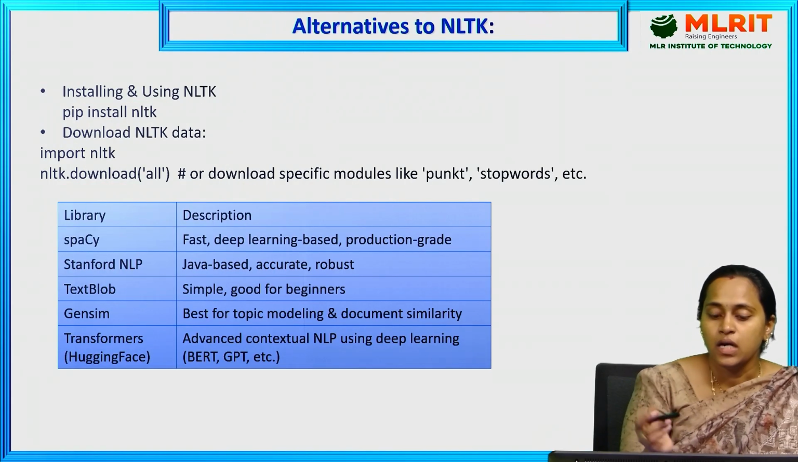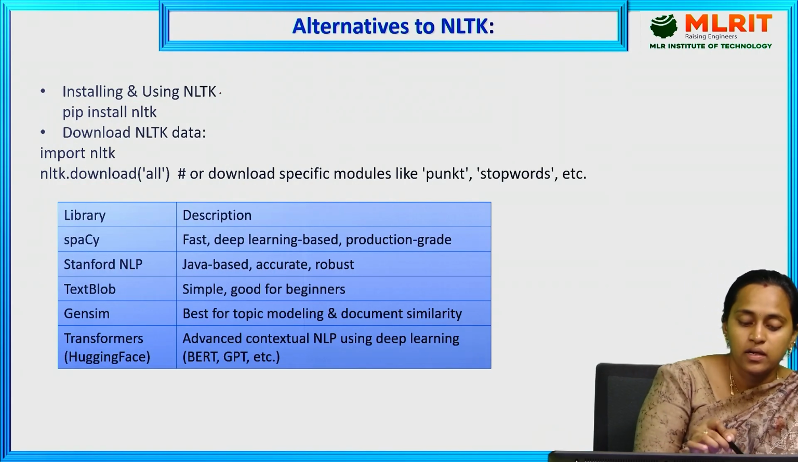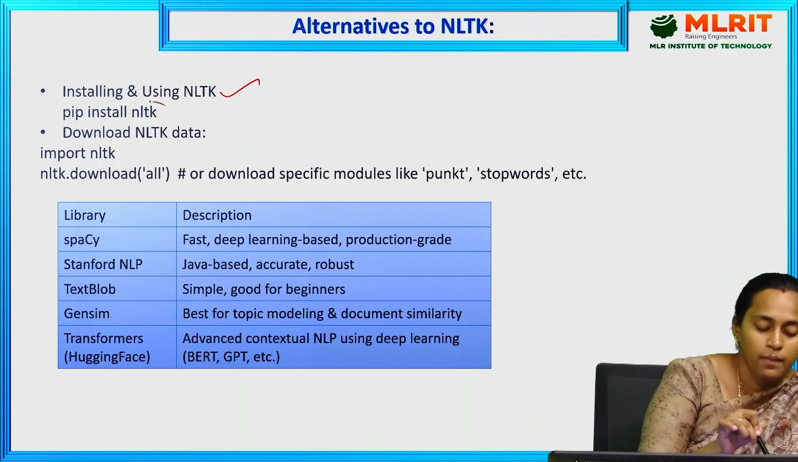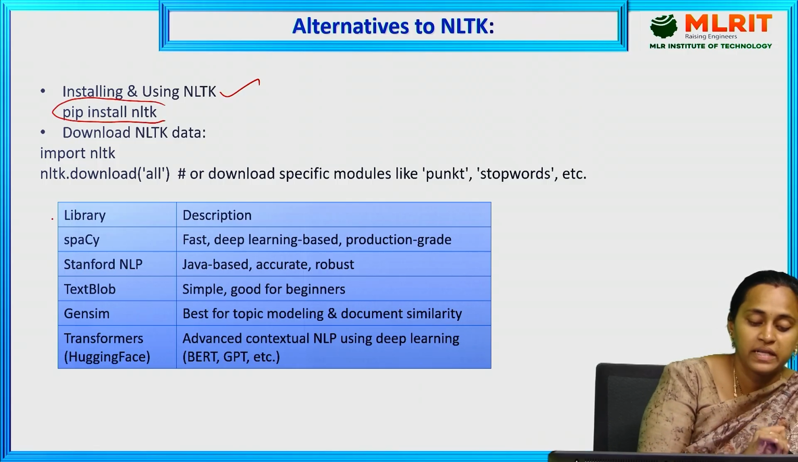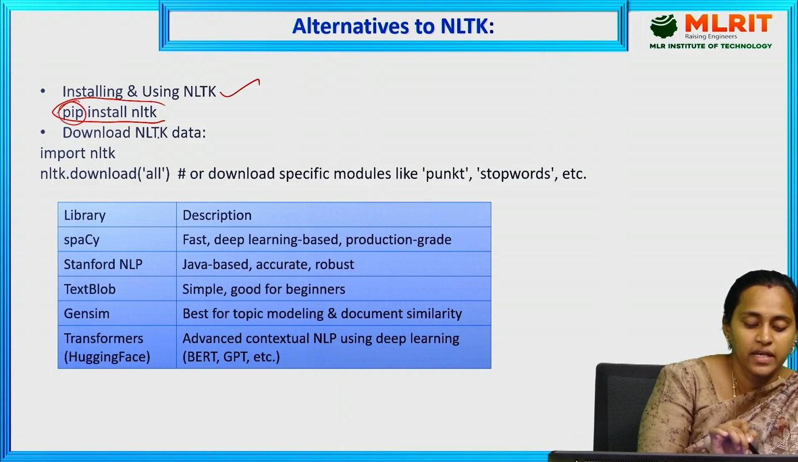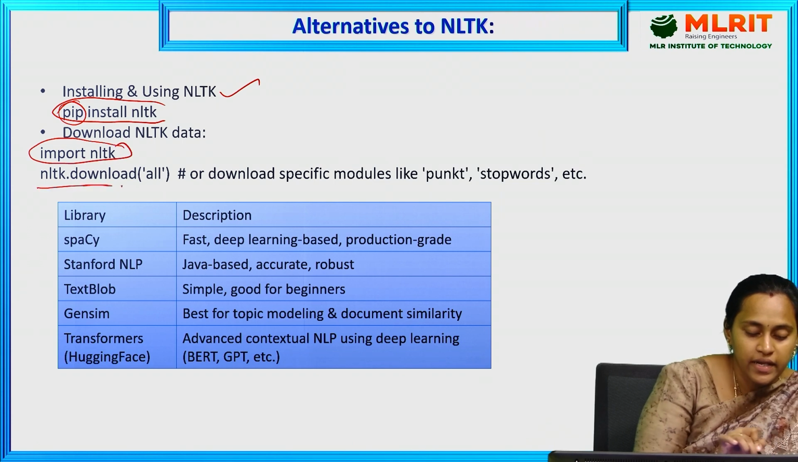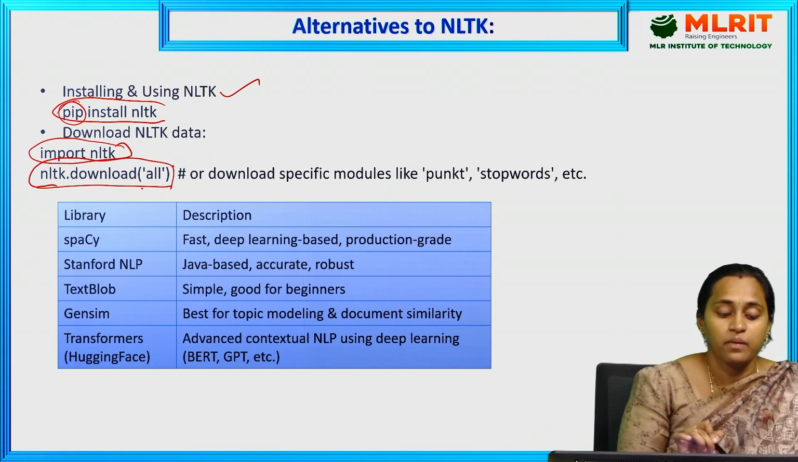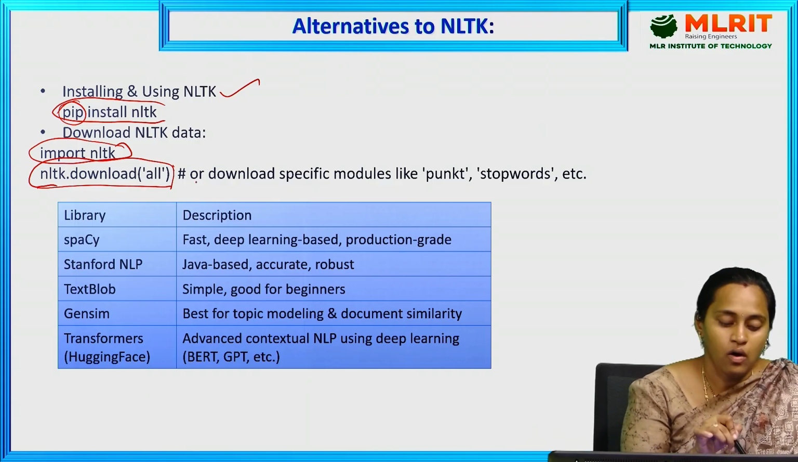Let's see how to install NLTK. Using the command prompt or Python code, we can write pip install nltk, then download the NLTK data: import nltk, and nltk.download all. We have to mention nltk.download in the Python live code. Then we'll get all the related files for NLTK.